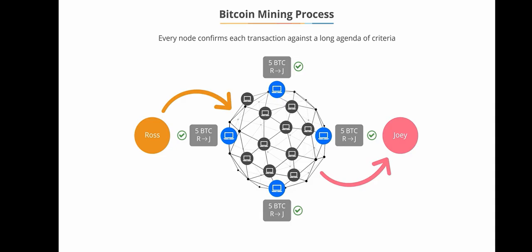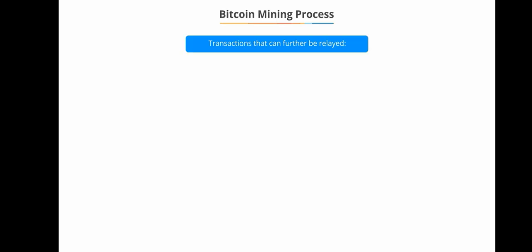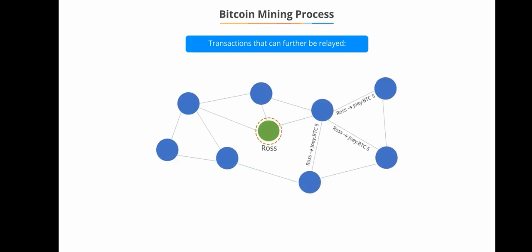Then, the transaction is verified by each node and is considered valid with the current blockchain only if the script of the transaction matches the already given set of whitelist scripts, avoiding any infinite loops and unusual scripts, and it does not conflict with other transactions that you have relayed after updating the blockchain. Bitcoin mining process. Each node verifies every transaction against a long checklist of criteria.